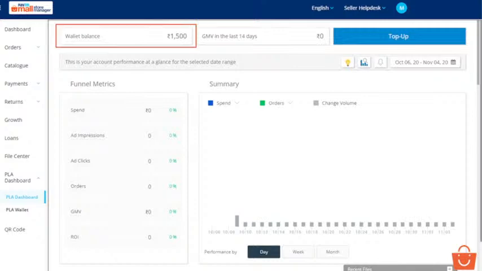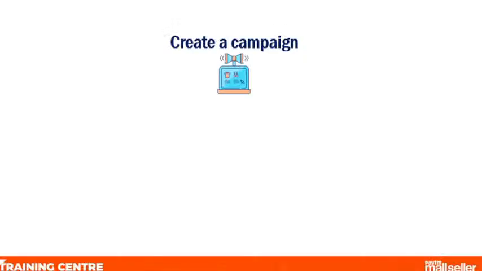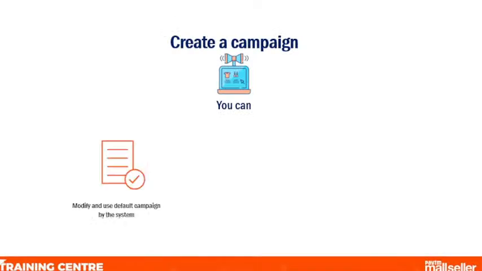Now let's discuss the steps involved in creating a PLA campaign. There are two options. You can either modify your campaign or you can use the default campaign created by a system from the backend, or create a new campaign by filling all required details. Once you accept the terms and conditions for the PLA, our system creates a default campaign and makes it live for you for using the free credits. You can either modify this default campaign or create a new campaign to advertise your products.